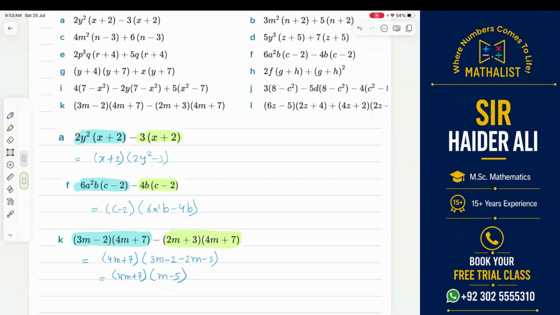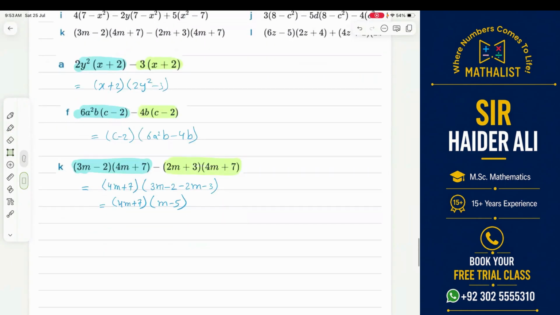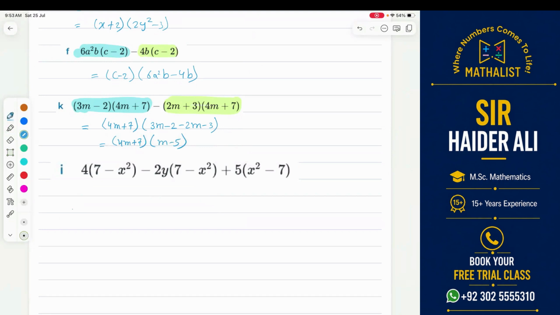And I am trying one more question, for example, like this one. What can I take common from here? Because if you observe all the pairs, in all the pairs there is x square minus 7. But there is also one problem that we have here, 7 minus x square. In the last, we have x square minus 7. Sign problem. So first of all, we will solve this sign problem. I mean, make the same pair.